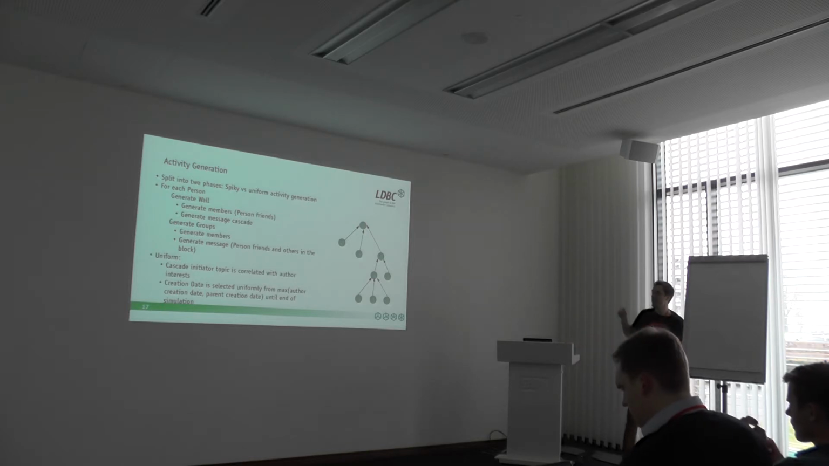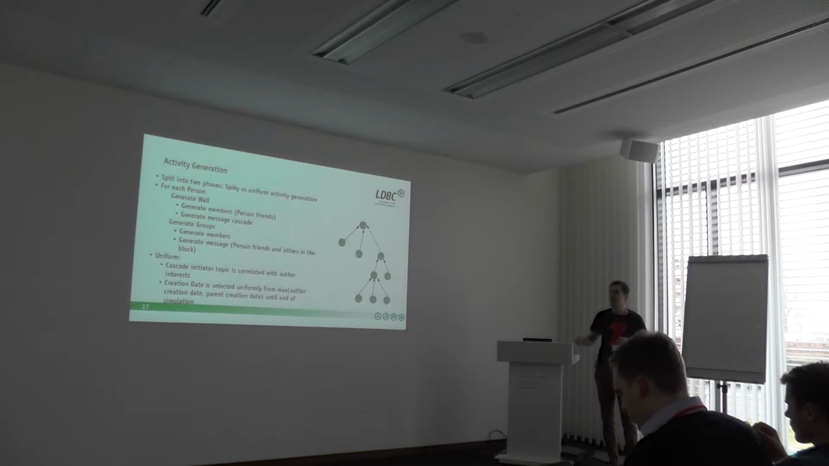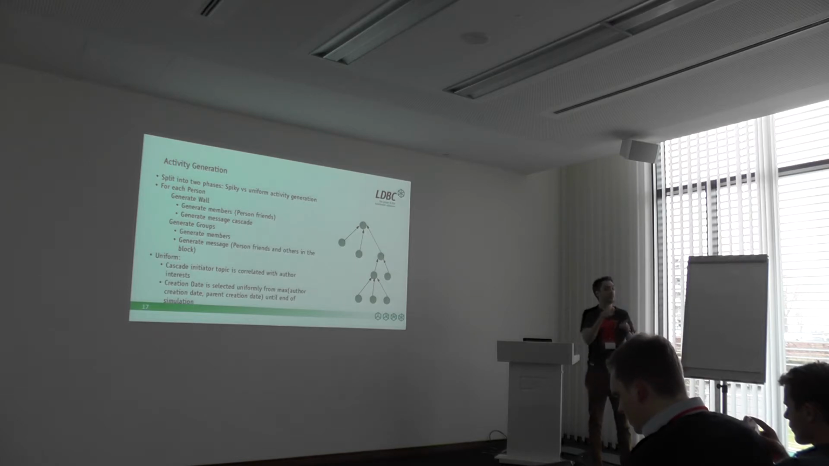And similarly, we create members. We add members. In this case, the members can be either the friends of the persons, but also random persons. And this is the reason why we sorted the persons randomly in this step, to get random persons that fall within the same block. And again, we create the cascades.